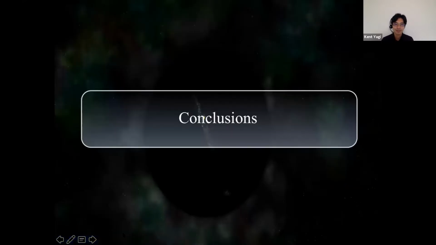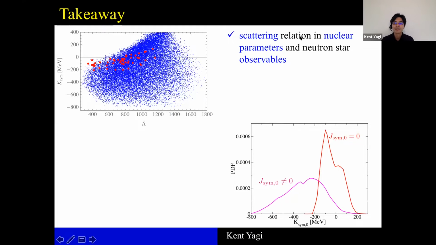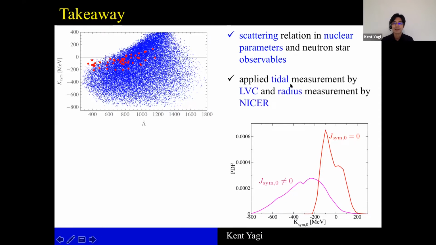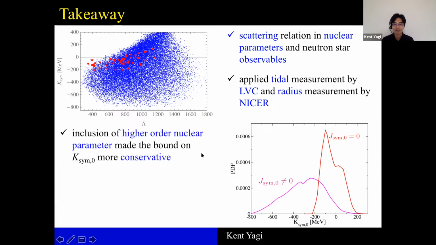Okay, so just to conclude, we looked at some scattering relation in nuclear parameters and neutron star observables, and then we applied these correlations to gravitational wave observations of tidal measurement and X-ray observations through NICER of radius measurement. And we found these two different distributions. The realistic equation of state seems to be more consistent with the red one. And then the inclusion of higher order nuclear parameter J made the distribution wider and more conservative. But again, it looks like realistic equation of state seems to follow closely this red one.